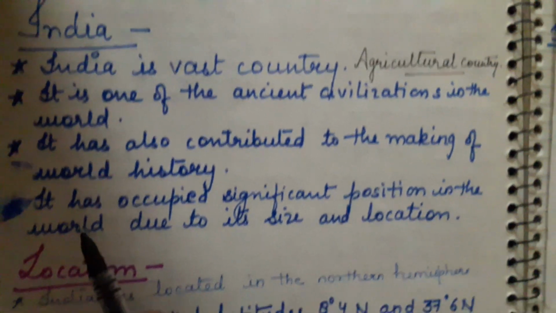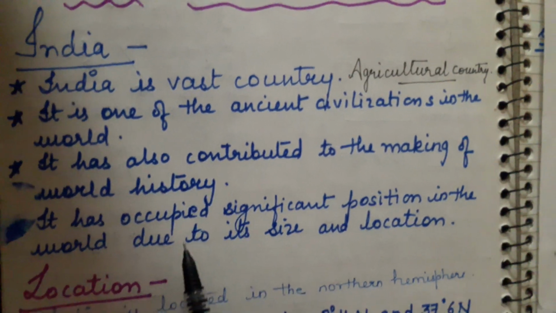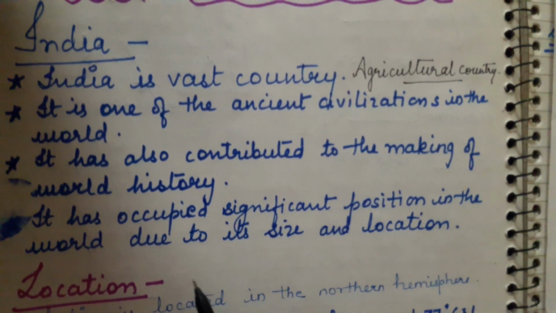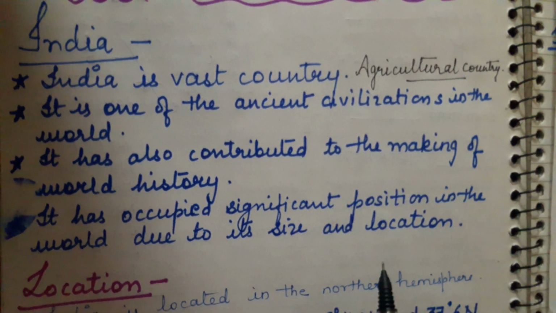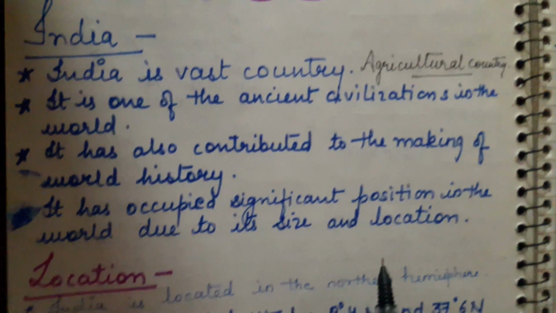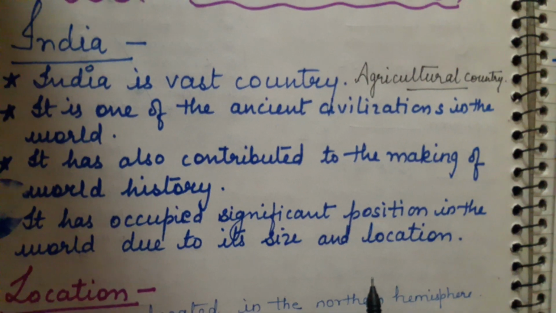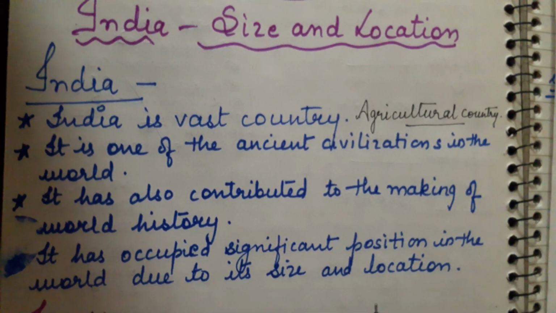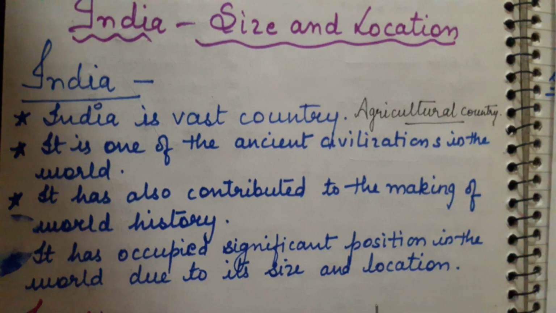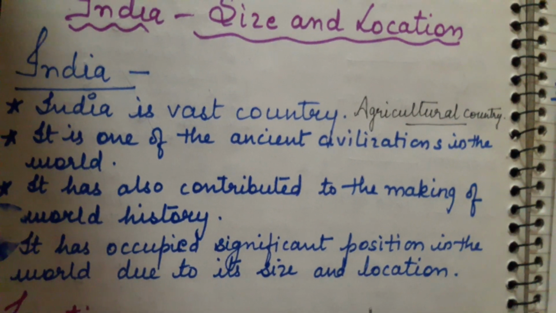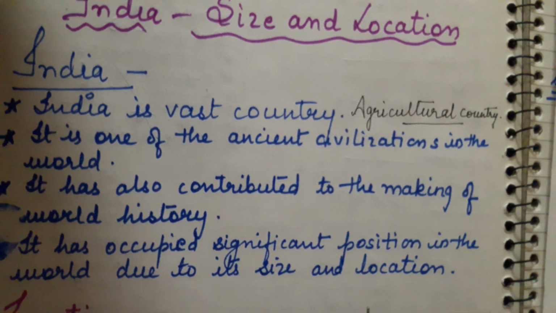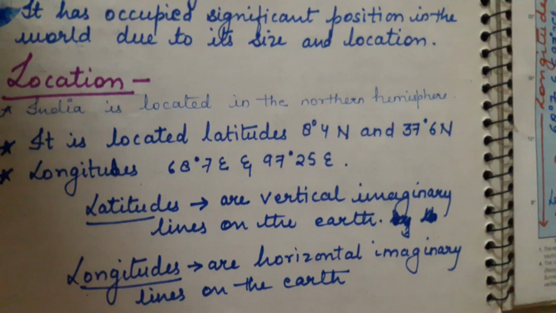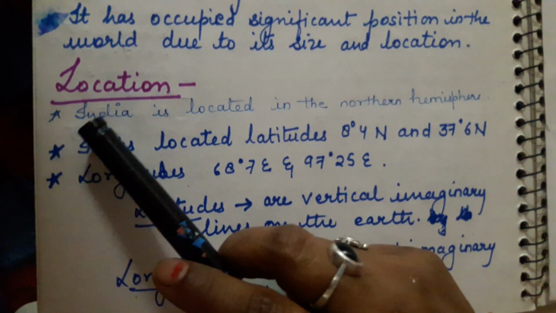Now, the next point is it has occupied a significant position in the world due to its size and location, as India is the country of many diversities. So, through its size and location it occupies a significant position in the world. Now, our next topic is location.